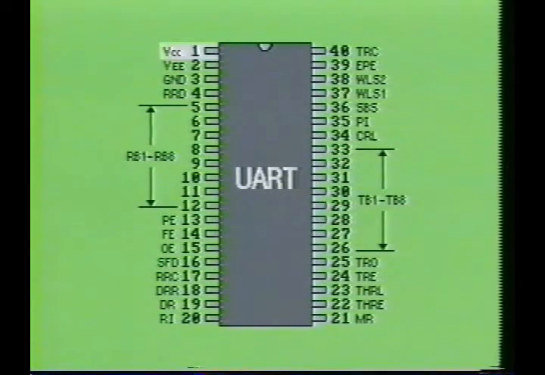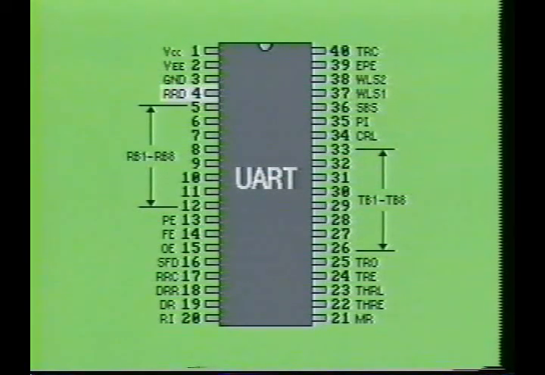Pin 1 is labeled VCC. It will connect to the positive 5-volt side of the DC power source. Pin 2 is labeled VEE. It is commonly connected to the negative 12-volt power supply. Pin 3 is labeled GND. It, of course, is connected to the ground plane.